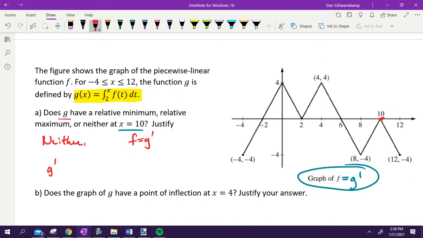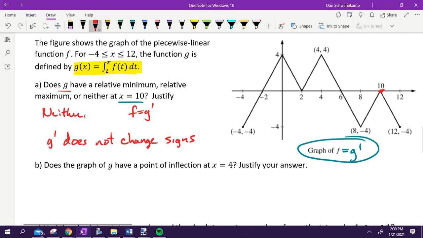G prime does not change signs. In order for it to be a maximum or minimum, the derivative has to change signs. It doesn't, so it's not. That's it. It goes from negative to more negative again. We're done. This is a G prime graph.